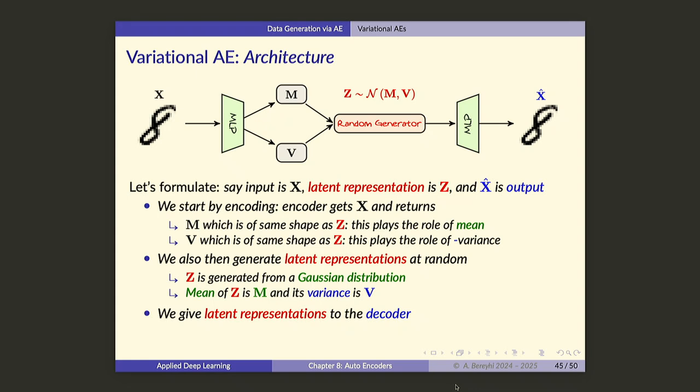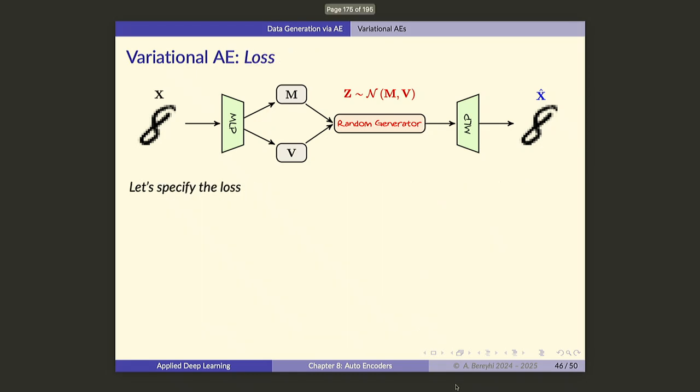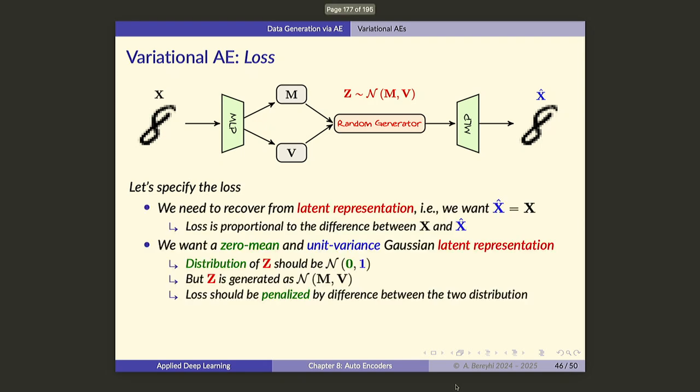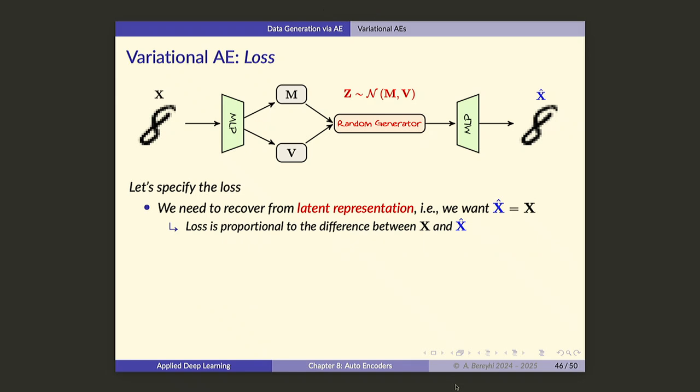Add another term to the loss function, which is somehow enforcing your latent variable, your latent representation, to be zero mean and unit variance, right? Exactly. So that's it. This is what we are going to do. The way that we are going to define the loss, we are first going to say, OK, we want x hat to be exactly x. So we are going to have the loss between these two.